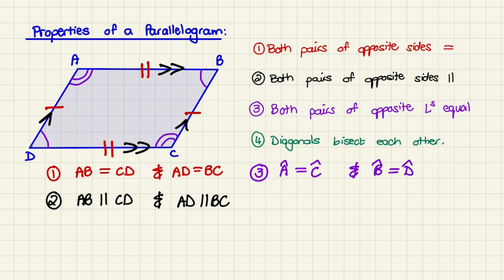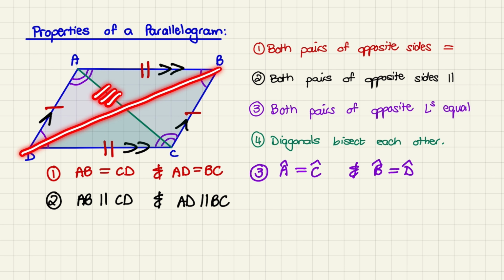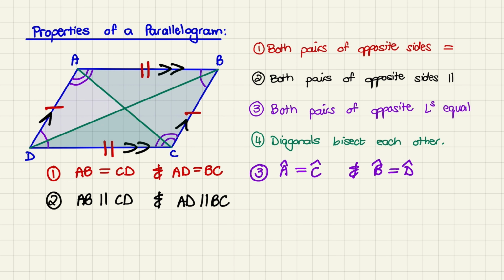And the last property is that diagonals bisect each other. A diagonal is a line that goes from one corner to the other corner. And what we are saying is that the line from A to C is cutting DB in half, and the line from B to D is cutting AC in half. So how we would write that mathematically is I'm going to make another point E where these lines intersect or meet, and I'll indicate it on the graph with lines.